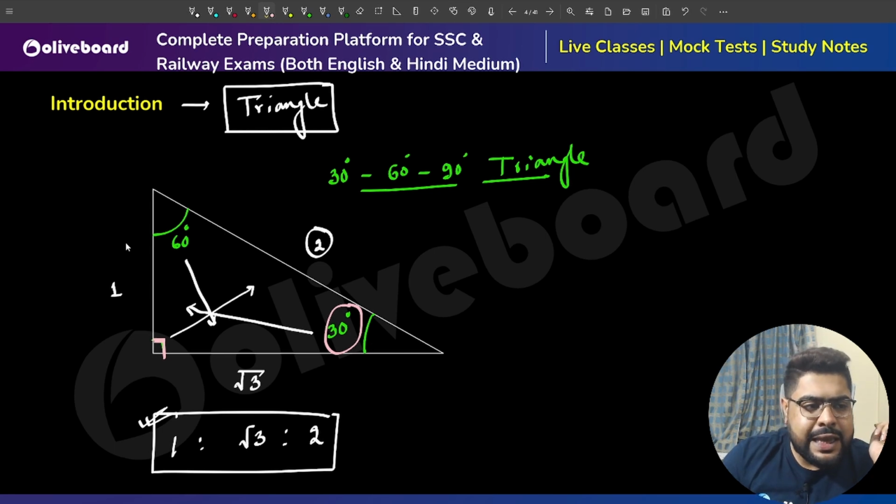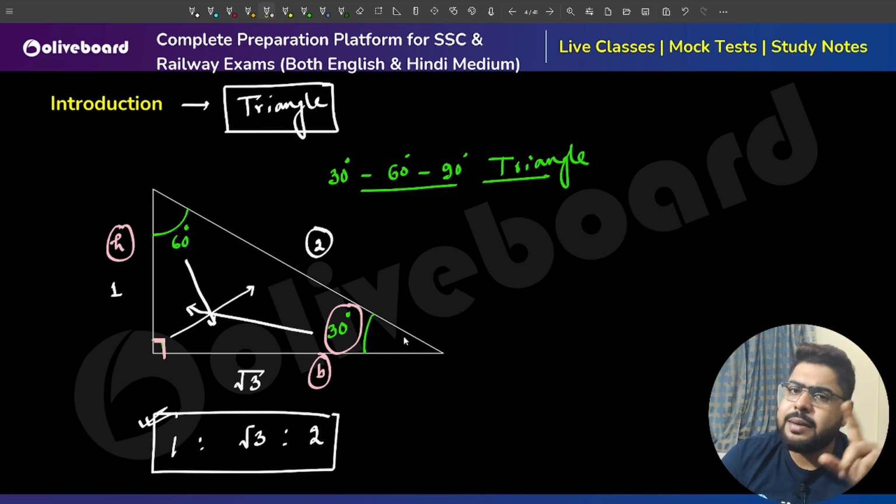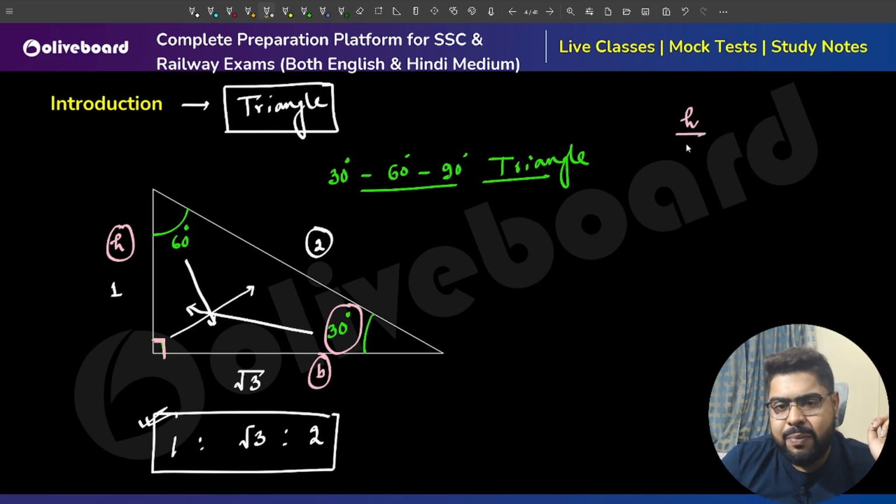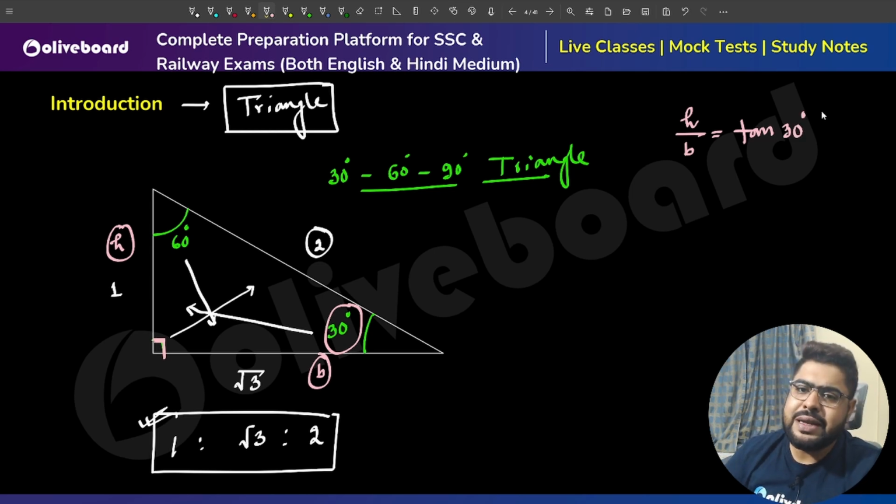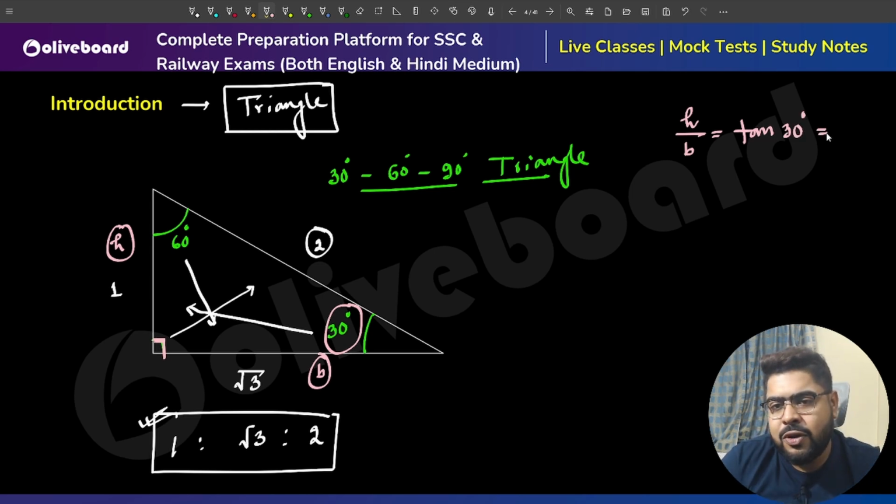So if this is H and this is B, height and base, then height by base is equal to tan 30 degrees, using basic trigonometry. And we all know tan 30 is 1 by root 3. Meaning H by B is 1 over root 3.